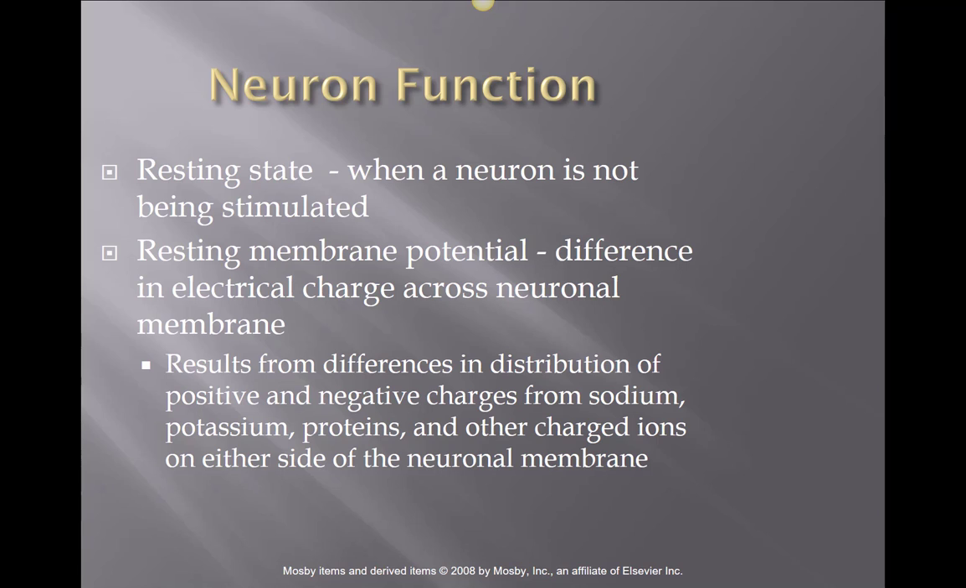When we look at neuron function, we have what we call the resting state. This is when a neuron's not being stimulated. It's perfectly at rest, and it has a resting membrane potential. We've already talked about action potential, and this is a difference in electrical charge. The resting membrane potential is when sodium is outside the cell and potassium is inside. It's this difference in distribution that causes charges. So in the resting state, you have sodium outside, potassium inside.